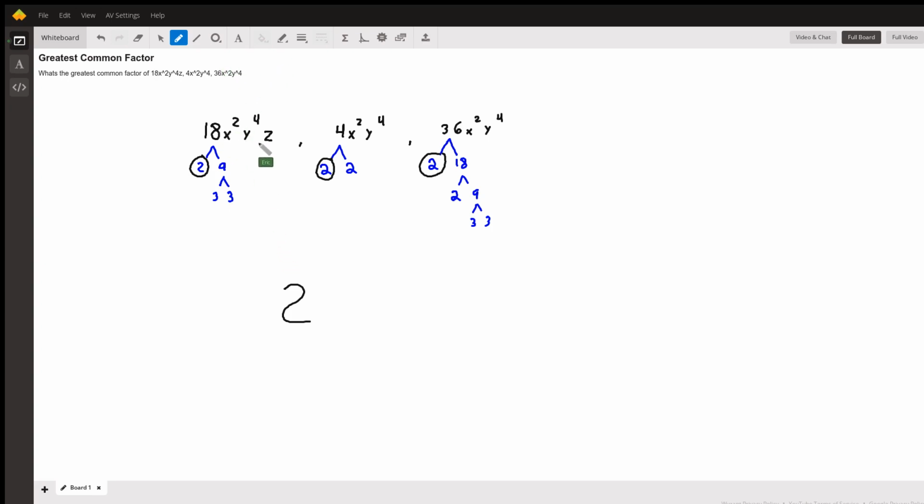For our other variables, x and y, they all appear in all 3 of our monomials. So they will both qualify. And to decide which power to use, we are just going to use the smallest power on each of our variables. Now notice, in this problem, all of the variables for x have an x squared. So we're just going to use an x squared. And all of the variables for y have a power of 4. So we're going to have y to the 4th. So that is going to be our greatest common factor, 2x squared y to the 4th.